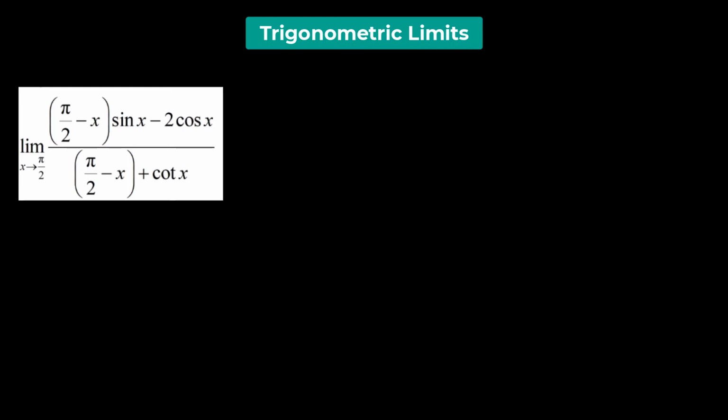Here we have another trigonometric function. We need to determine its limiting value when x approaches π/2. So we begin by changing the limit. So we have limit h going to 0. That means we have to substitute x by π/2 plus h.